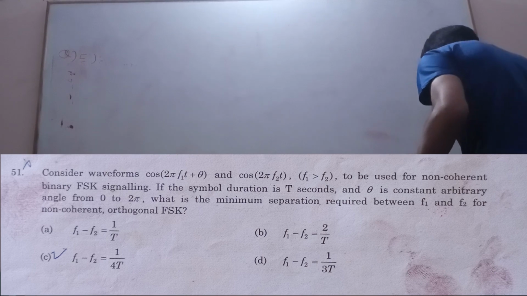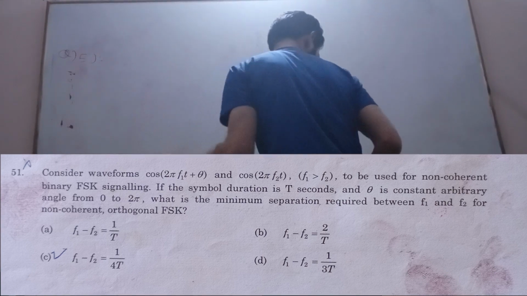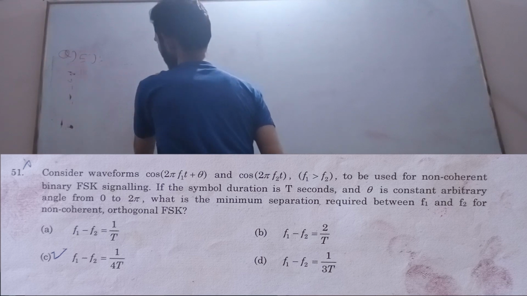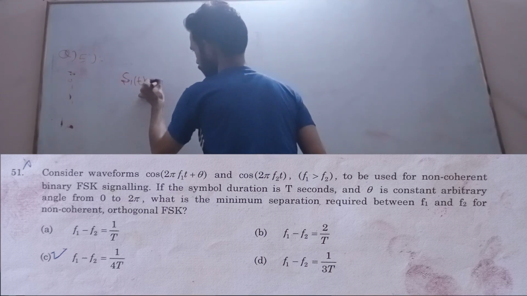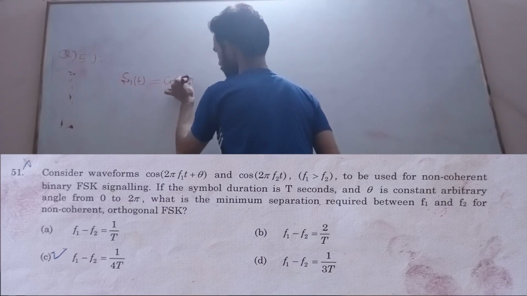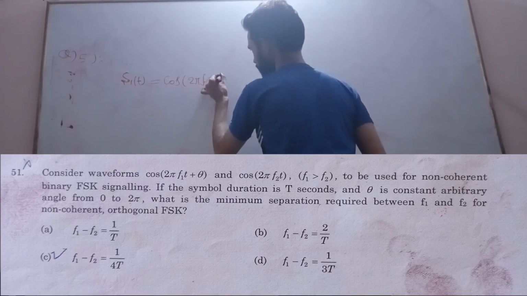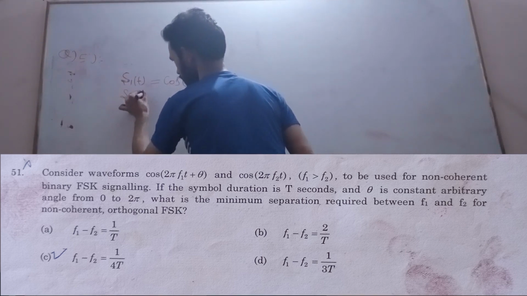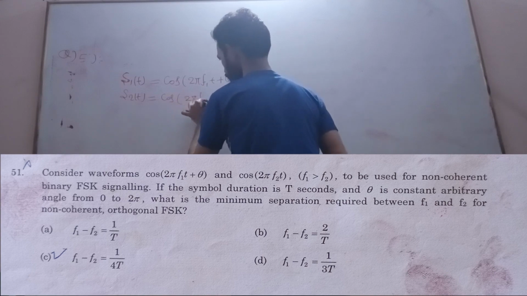So that is a non-coherent binary FSK signal. Two non-coherent binary FSK signals are given. So this is S1, S2. S1 of t is cos 2 pi f1 t plus theta, and S2 of t is equal to cos 2 pi f2 t.